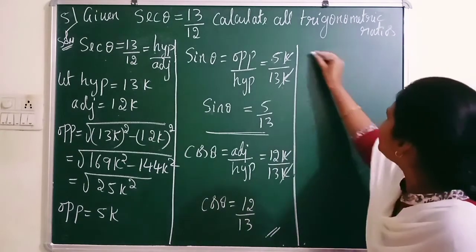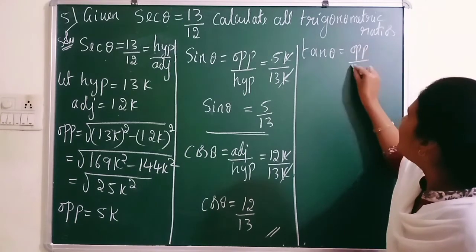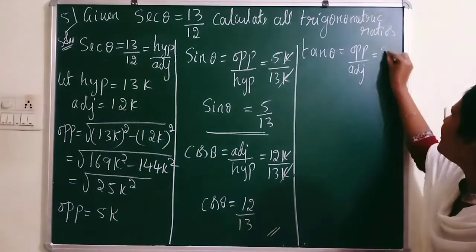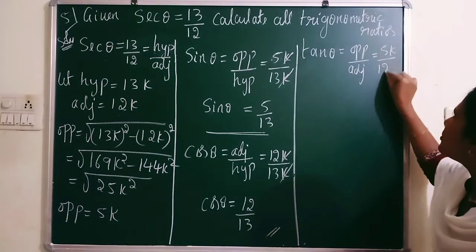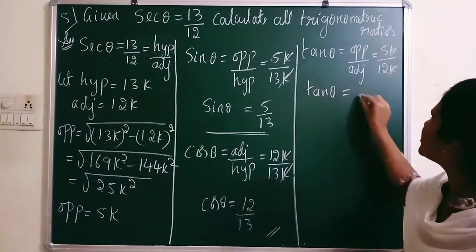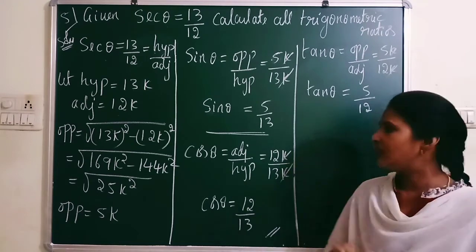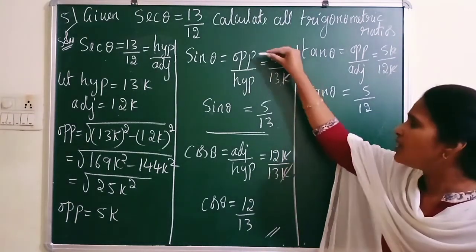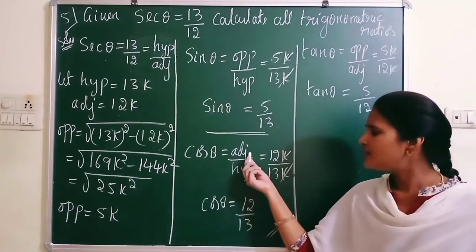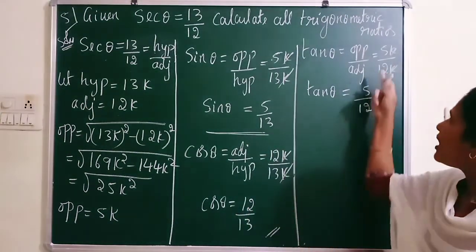So what is tan? Tan theta equals opposite by adjacent. What is opposite here? Opposite is 5k and adjacent is 12k. So k cancels and tan theta equals 5 by 12. So I got the first three trigonometric ratios. Sine is opposite by hypotenuse, so we got 5 by 13. Cos is adjacent by hypotenuse, so I got 12 by 13. And tan is opposite by adjacent.